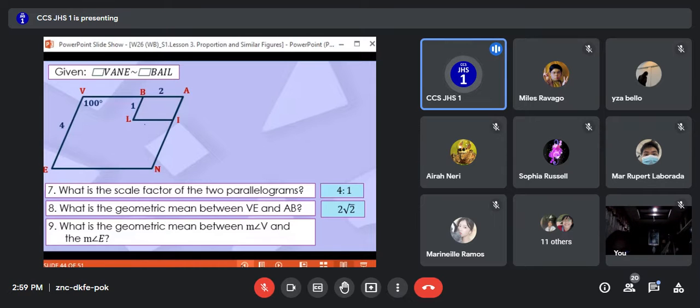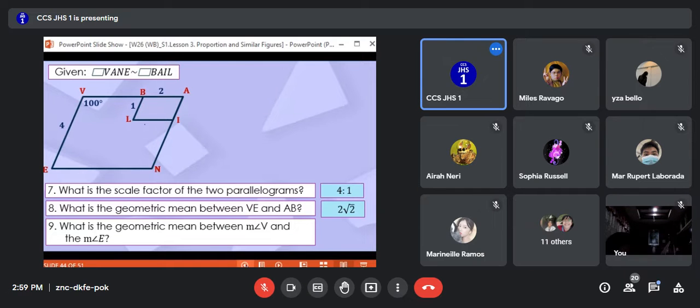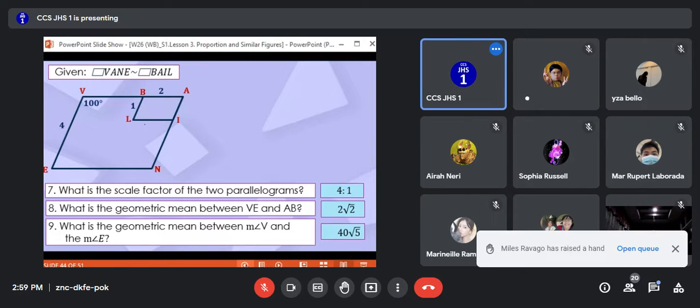Okay, 9. What is the geometric mean between angle V and angle E? Angle V is equal to 100 degrees, and angle E is equal to 80 degrees. Multiply the two values, 100 times 80, and then extract the square root. 40 square root of 5. Okay, correct. To find the geometric mean, multiply the two quantities, and then extract the square root.